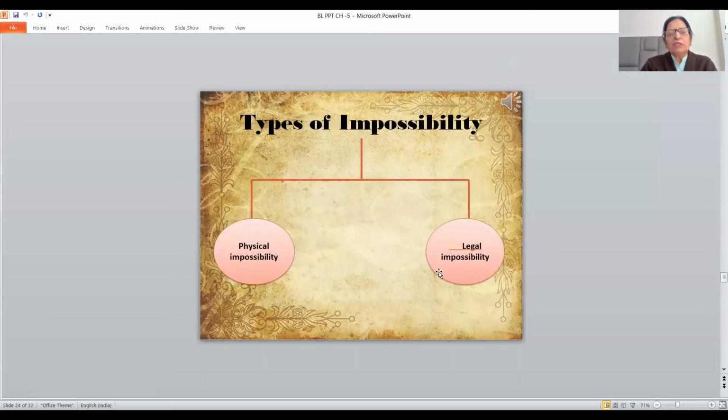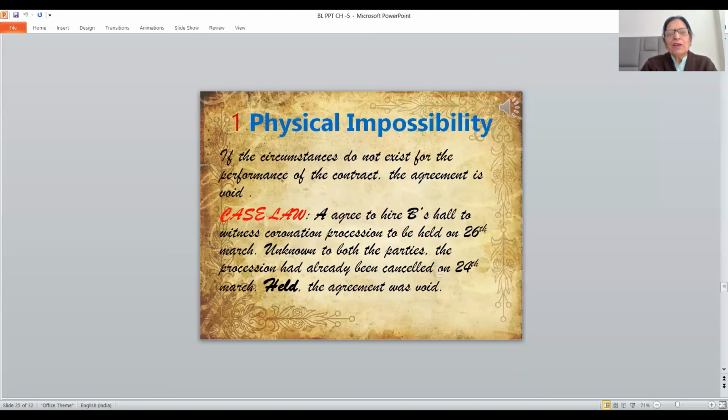Now, type of impossibility. When we talk about impossibility, it may be of 2 types. One is physical, second is legal impossibility. What is physical impossibility? That is, that item does not exist. A agrees to hire B's hall to witness a procession to be held on 26th of March. Unknown to both the parties, the procession had already been cancelled on 24th of March. So once the procession is cancelled, then the requirement of the hall is not there. So the agreement will be void.